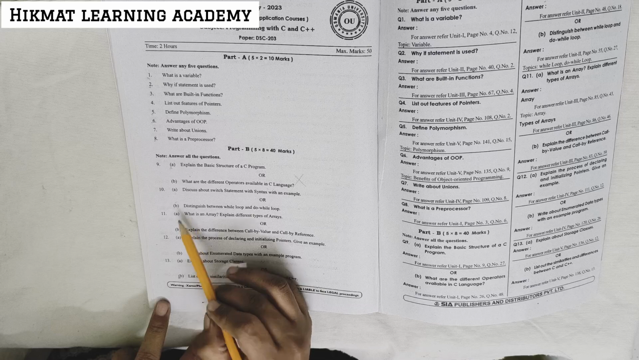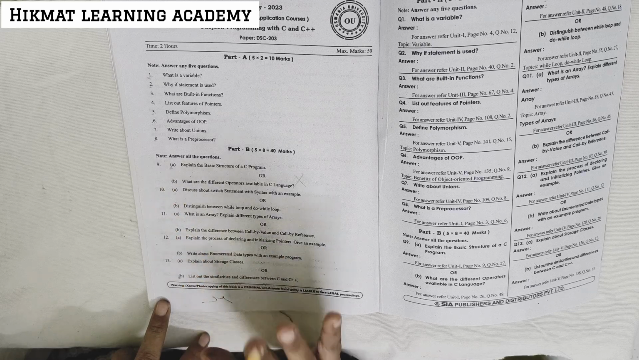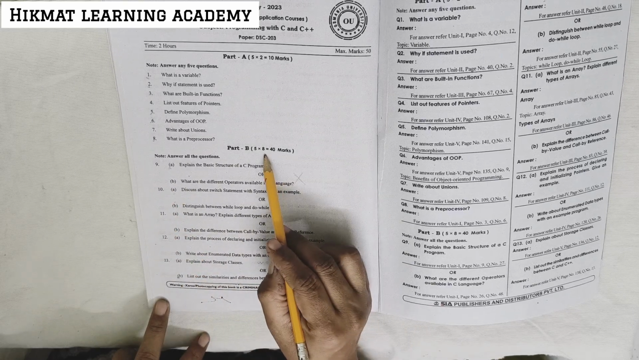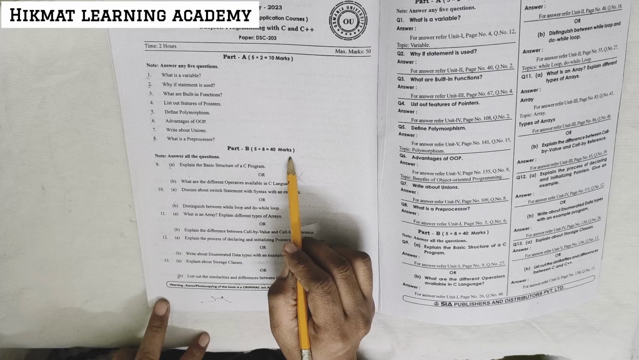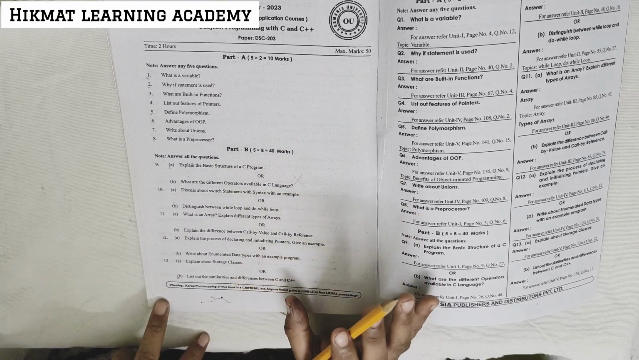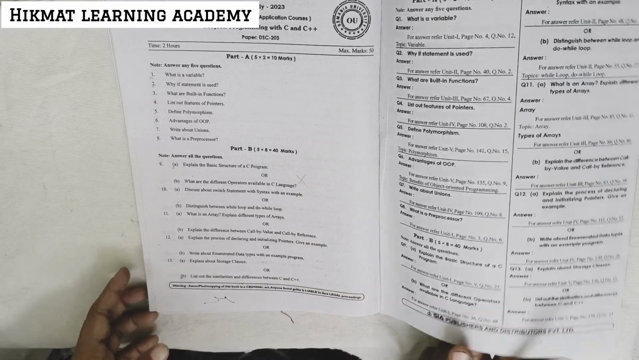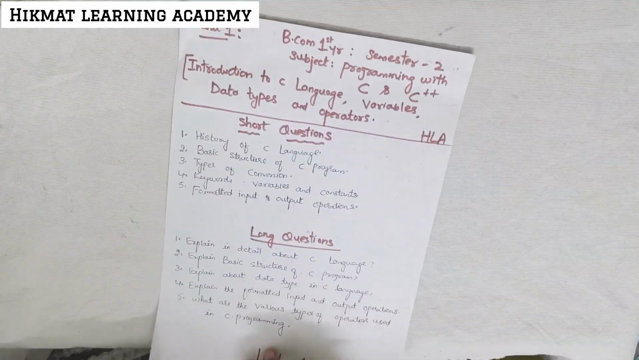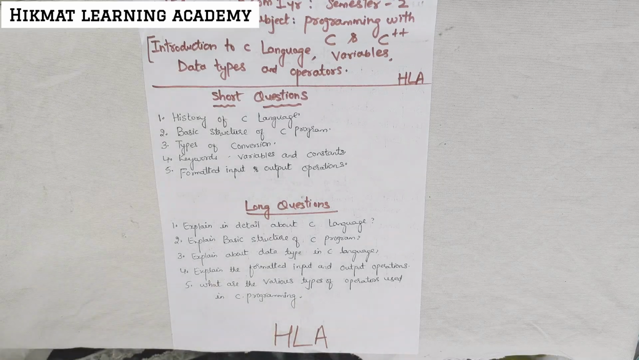It's clear, no? So like that, for the 5 units you have to attempt 5 questions. Each carries 8 marks, total 40 marks. So total 50 marks paper you have, and the time duration will be 2 hours. Now I am giving important questions to you unit wise. If you prepare according to it, you can score O grade.